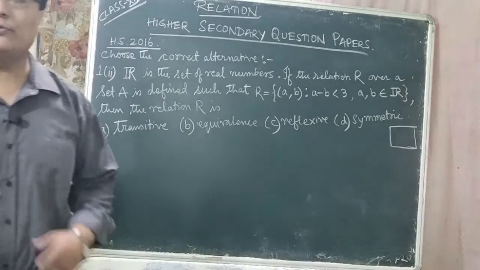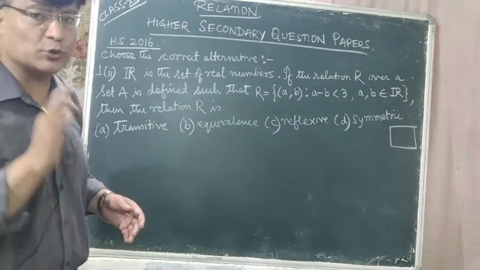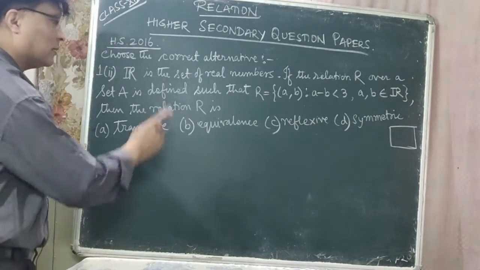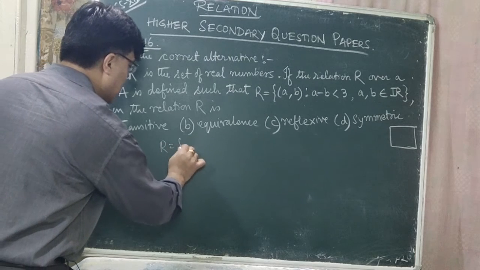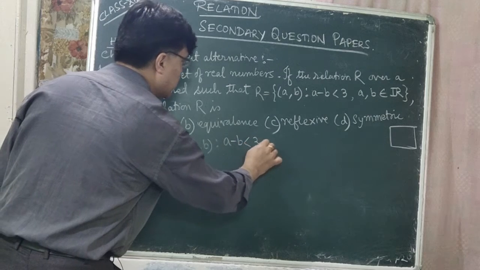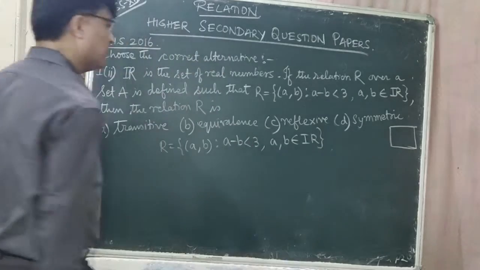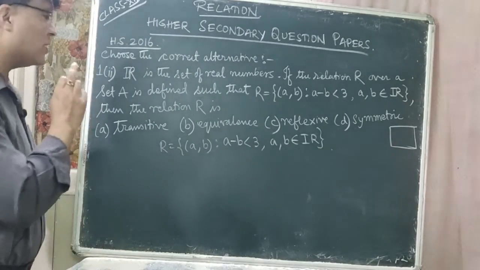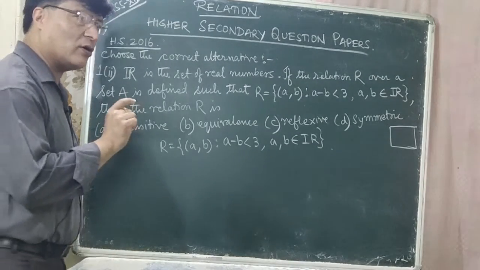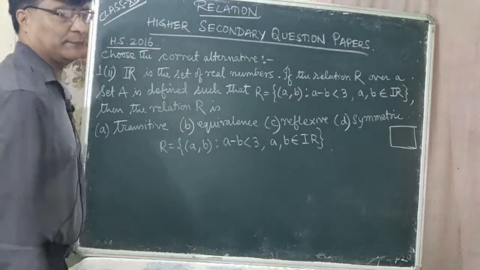So in this case also you should know the meaning of transitive, equivalence, reflexive and symmetric, then only you can choose the correct option out here. Is that clear? So here the relation R is given as A comma B such that A minus B less than 3, A comma B belongs to the set of real numbers, right? So now let us check for transitive. In this case you have to take the ordered pair in such a way that this A minus B should be less than 3.